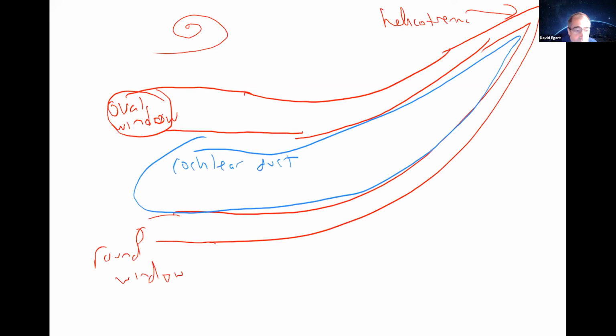Which is the middle part. And this is where you have the hair cells. The hair cells are sitting on what's called the basilar membrane, which I need to put in here and talk about more specifically.